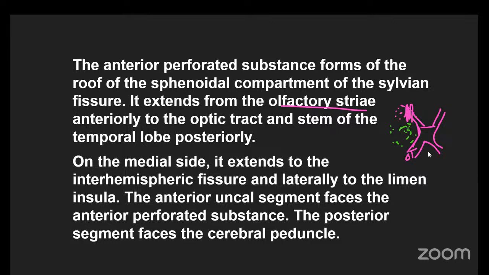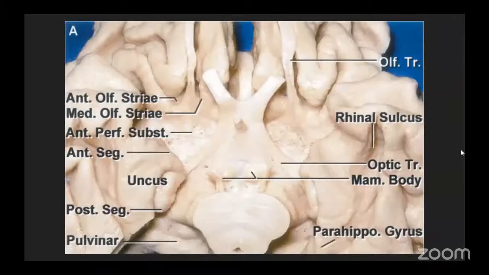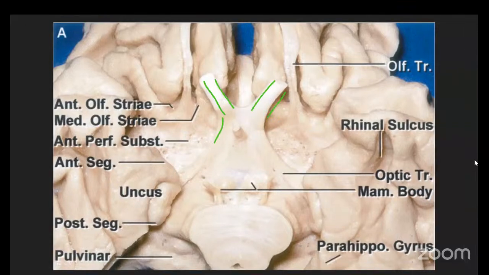And what are we going to find here? On the medial side, obviously this region is going to have the interhemispheric fissure. Laterally, there is going to be limen insulae. So let's look at the dissection images so that it's clearer. Okay, now look at the same image. You see we have the optic nerves here. This is the optic chiasm. It goes posteriorly to form the optic tract. And here we have the olfactory bulb. Since we have the olfactory bulb, we have the anterior olfactory striae here and the medial olfactory striae.